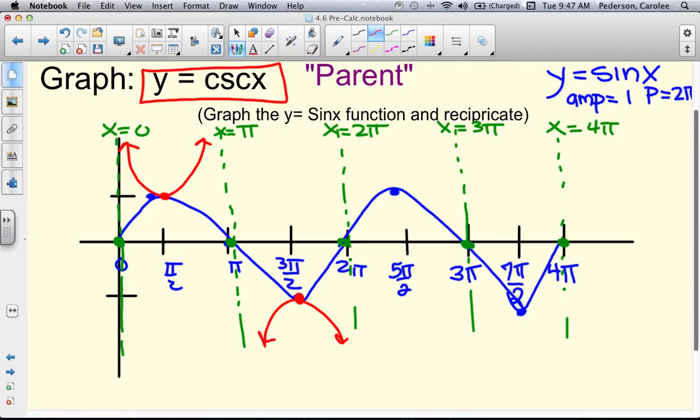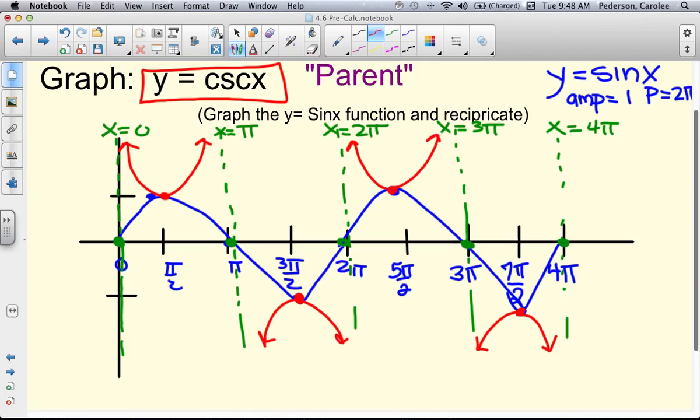Then go to the next asymptote between 2 and 3 pi. Go to the top of the hill, which is at 5 pi over 2. Parabola. And then the last one, bottom of the hill, parabola. So the actual cosecant function is the red pieces of the graph. The blue and the green pieces of the graph help guide us there. And that's how you graph a cosecant function. Pretty okay? All right, let's graph the next one, which is the secant function.